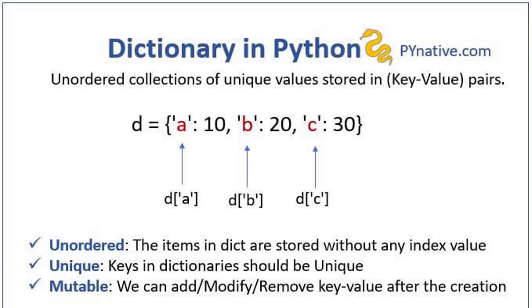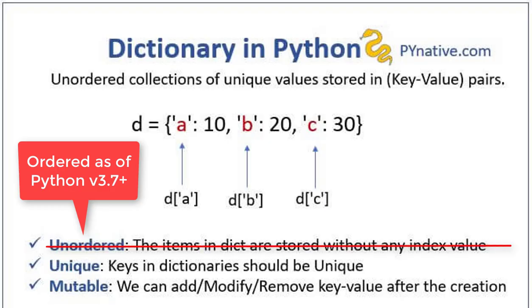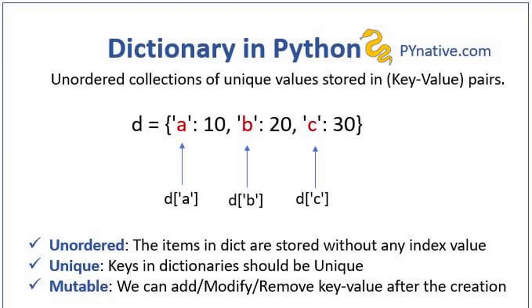Moving on to the next data type collection, we have dictionary. Dictionaries are used to store data values in key value pairs. A dictionary is a collection which is ordered. That's actually as of Python version 3.7. In Python 3.6 and earlier, dictionaries are unordered and changeable and do not allow duplicates. Dictionaries are written with curly brackets and have keys and values.